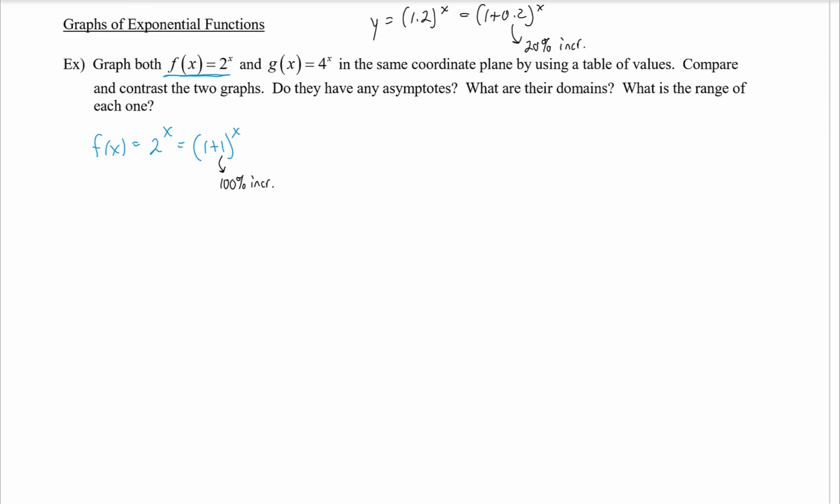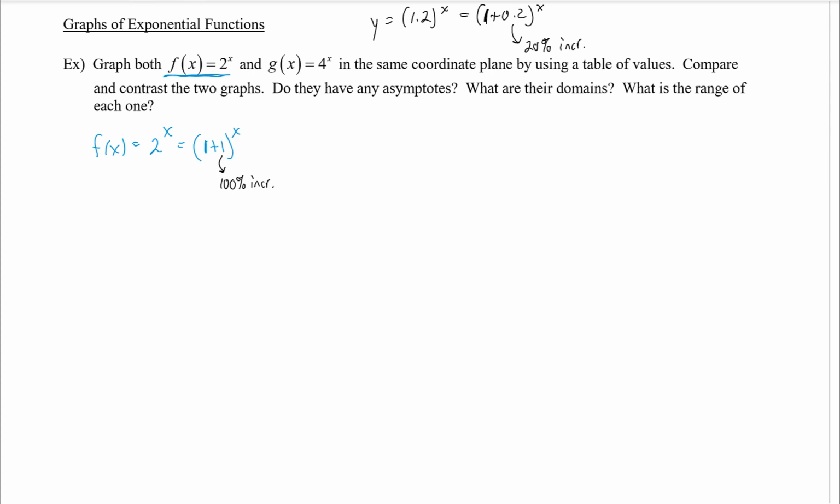So since the base is 2, and the way I arrive at 2 is doing 1 plus 1, right? You want this to always be a 1. So it's always 1 plus something or 1 minus something here, as we'll see in a second. But that's a 100% increase. Well, let's see what that looks like when we graph it.